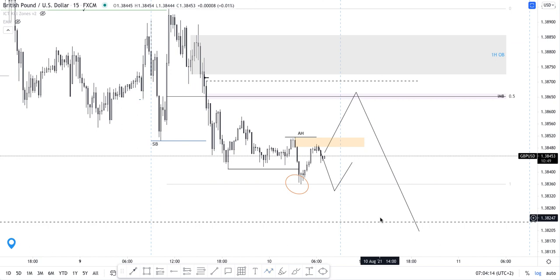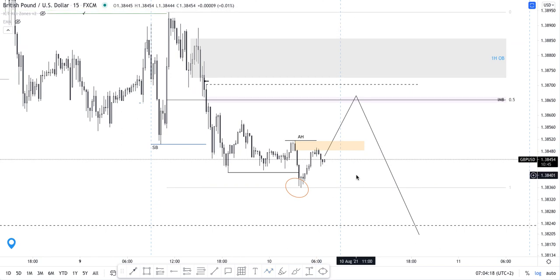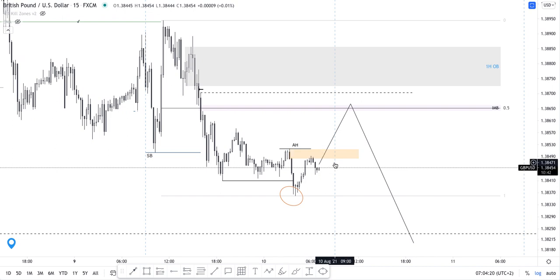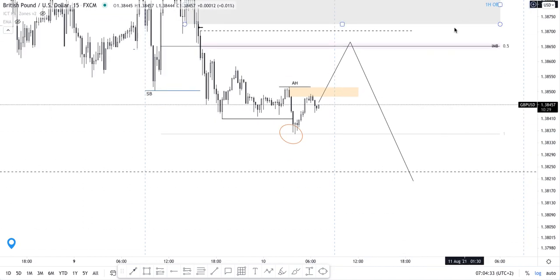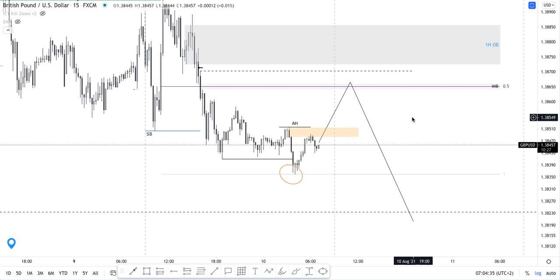But we also know we can expect the manipulation move around the session openings, a false move in a false direction. So we need to pay attention to what's going to happen at around London Open, because that will be indicative of what can be expected for the rest of the day. We can still see today price pushing lower, and then Wednesday we see the reversal, or Thursday we see the reversal towards the upside.